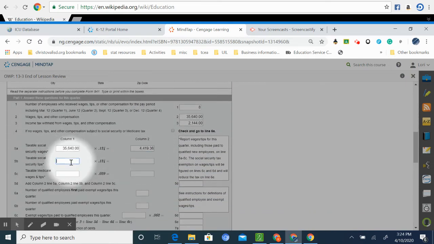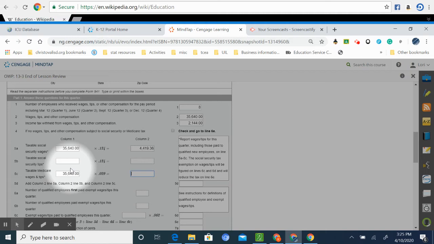We did not have any Social Security tips, so that was 0. Zeros don't actually stay, so you don't have to type the 0. The 0 is understood if you leave it blank. And the taxable wages for Medicare is $35,640. And the reason we put those numbers there, and there may be some that are exempt, is there is a cap of the amount that you have to pay for certain ones. And so they have the totals and we need to keep track.